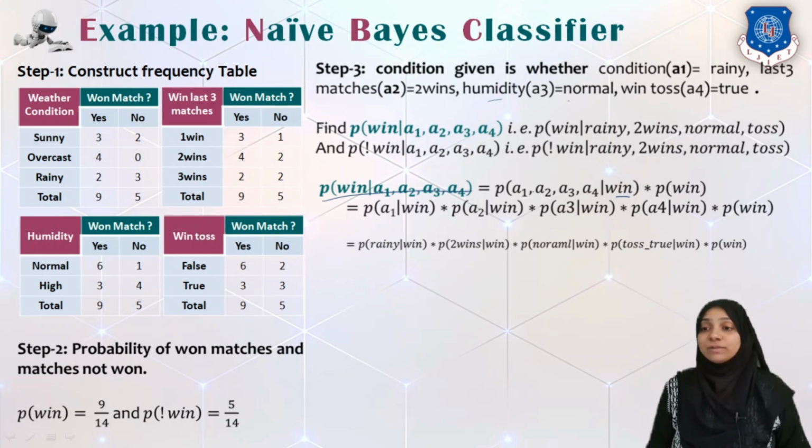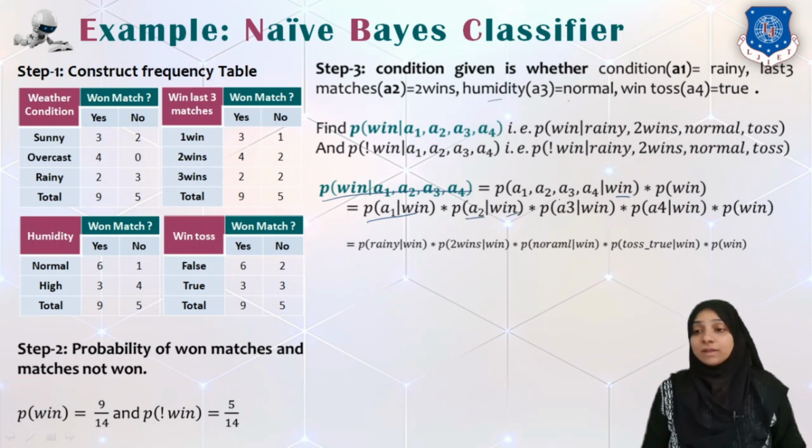As you know, this joint probability can later be written as the probability of A1 given win, times the probability of A2 given win, times the probability of A3 given win, times the probability of A4 given win, times the probability of win. Now A1 with win is nothing but rainy with win, two wins with win, normal with win, and toss won with win, times the probability of winning.